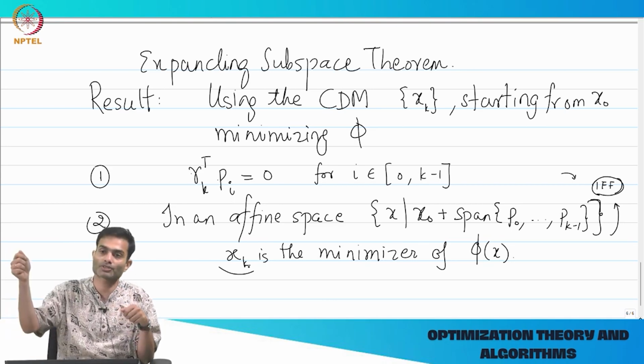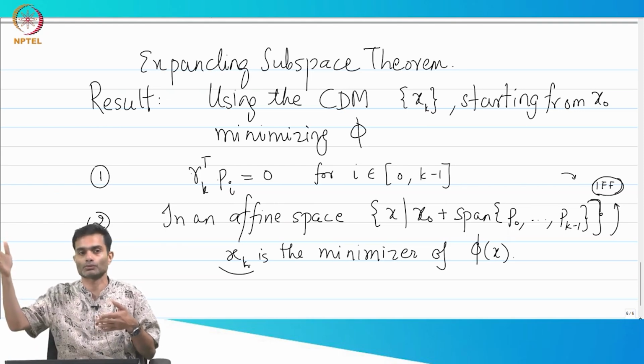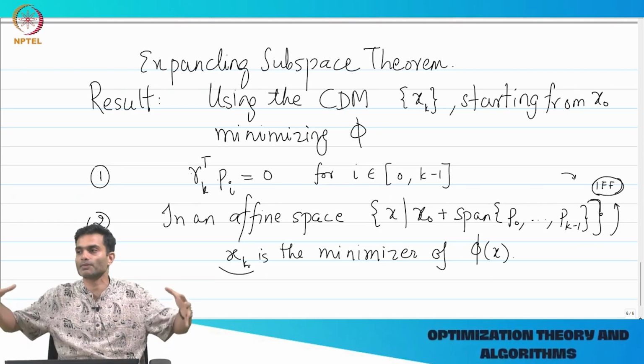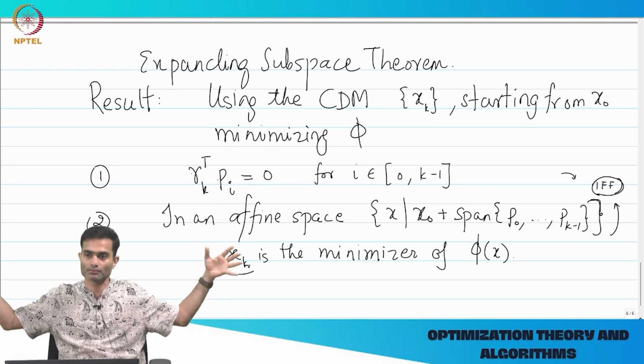Now go to step 2. I have p1 also. What is the best I could do? So like this I keep adding. I am growing the subspace in which my solution lives, till finally, in at most n steps, I reach the final solution.